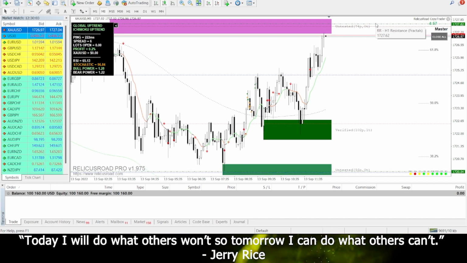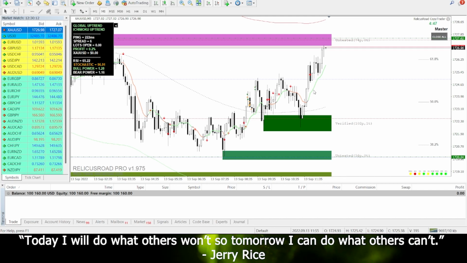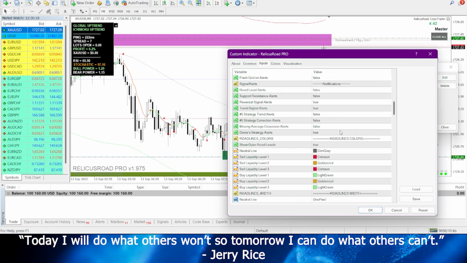This is a level from H1. You can see H1 resistance, and in this one, you can see it is H1 support. So we already know what is H1 and what is 5 minute, whatever time frame you are on. You can change this also. There are so many settings that you can change from here.